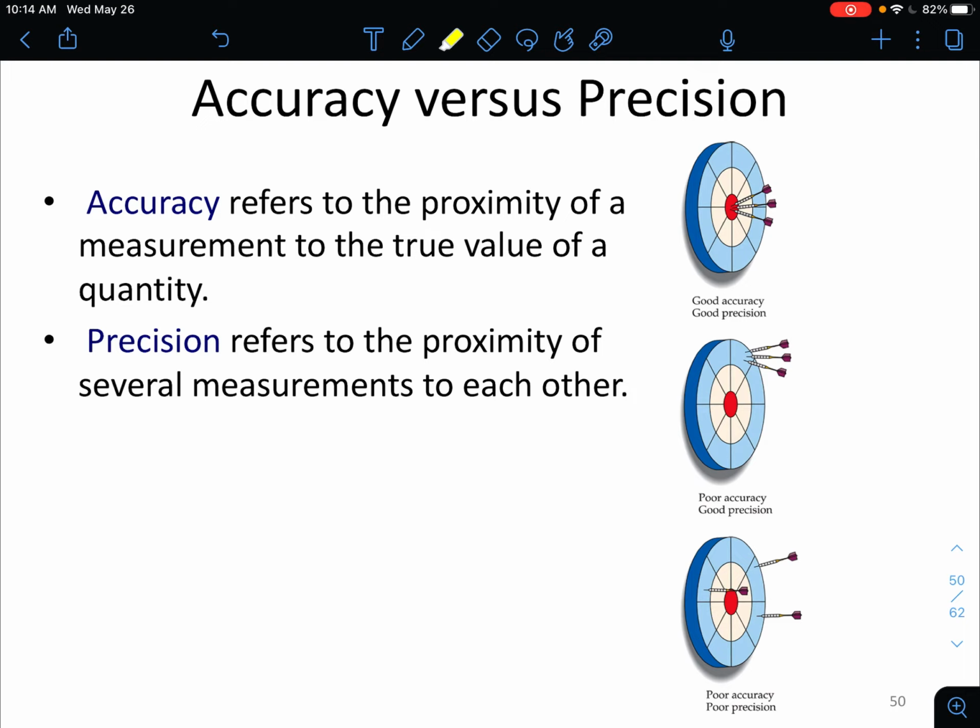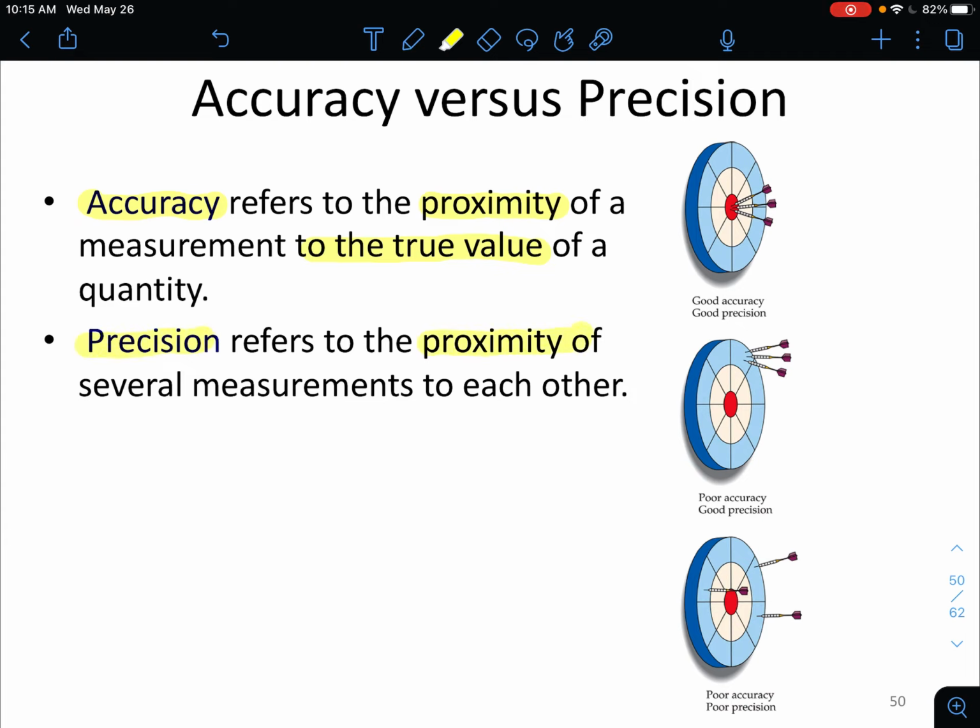Accuracy refers to the proximity of a measurement, one single measurement, to the true value. So accuracy would be I throw one dart and we see how close that one dart was to the bullseye. So I can take one measurement and describe that measurement as either accurate or inaccurate. So that's accuracy. On the other side, I have precision.